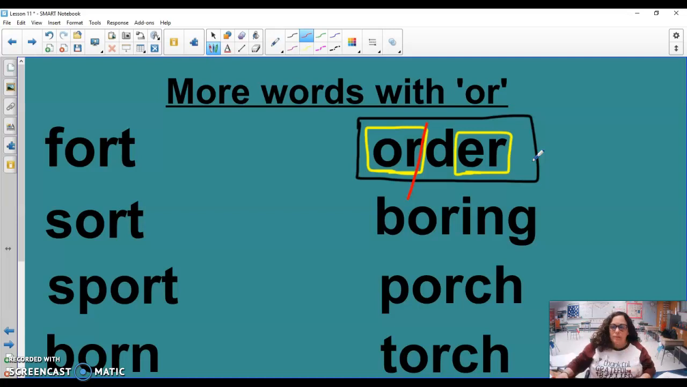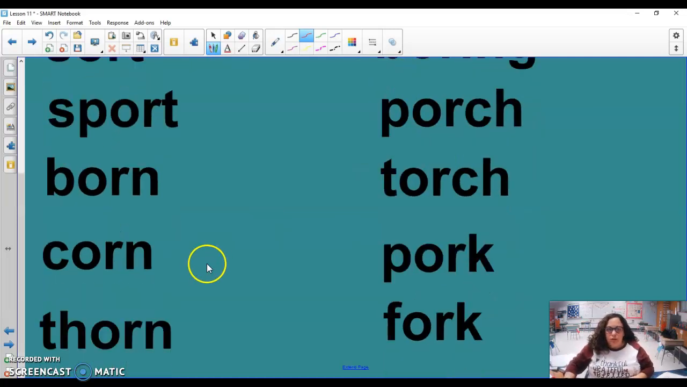Order. Okay, let's look at this word over here. How many vowels do you see in this word? Yep, we have 1, but remember, the O and the R go together because it is a syllable type. It's the vowel R syllable type. And since there's only 1 vowel, 1 syllable type, ready? It's thorn. So it has 1 syllable.